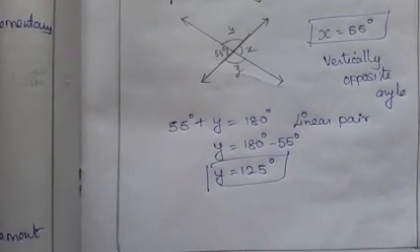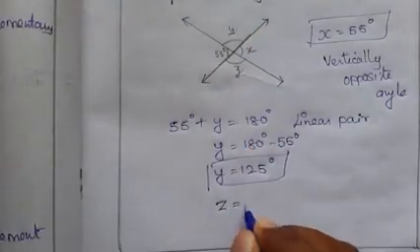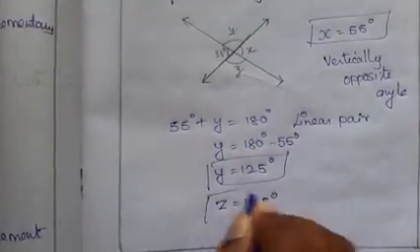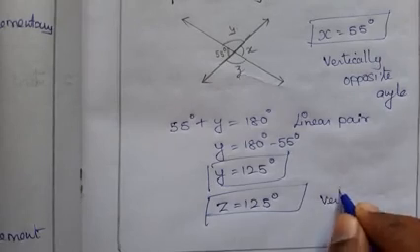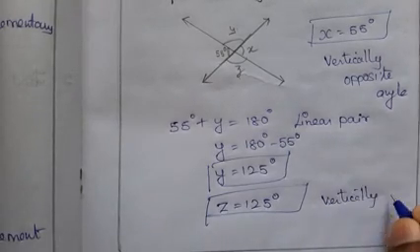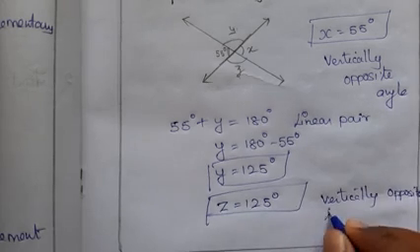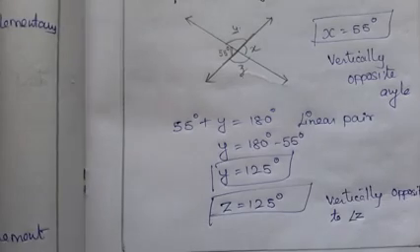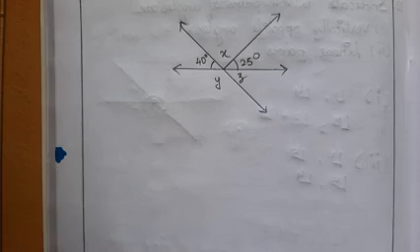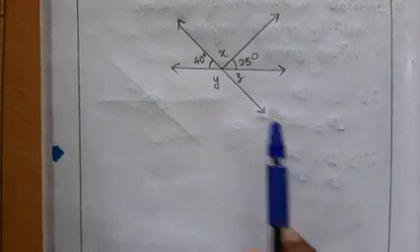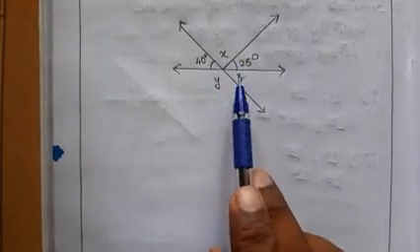So we found y is equal to 125 degrees. And what about z? Z is equal to 125 degrees, since it is vertically opposite to angle y, right? If you found y, the z is easy. They both are vertically opposite angles. So here we go for the next problem. Here also we have to find x, y, z.